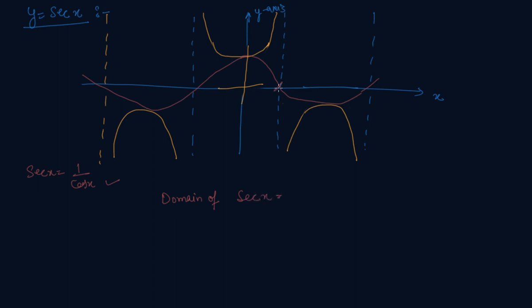Students, as you can see, it is pi by 2 here, 0 here, minus pi by 2, that is 3 pi by 2. So the domain is R minus (2n plus 1) pi by 2, that is, except all odd multiples of pi by 2, it can take any values. Similarly, the range of secant x is again the same as for the cosecant function: minus infinity to minus 1, then from 1 to infinity.